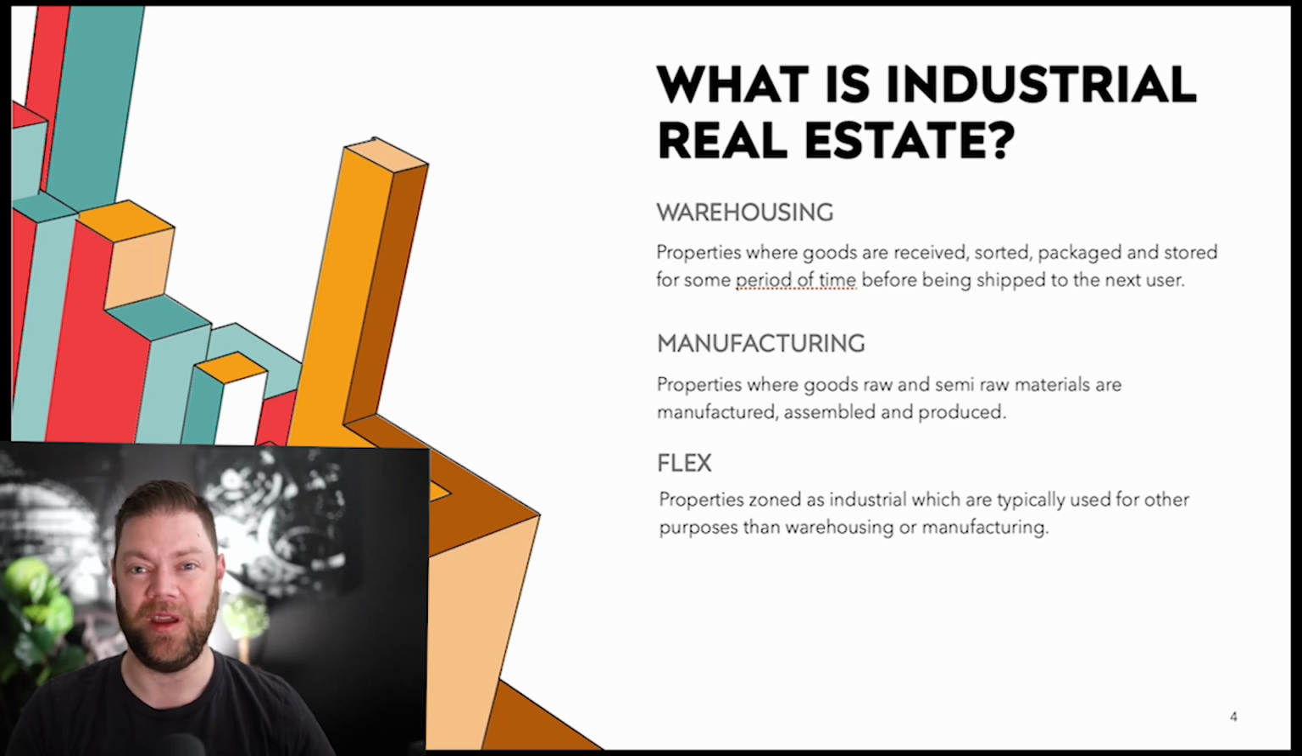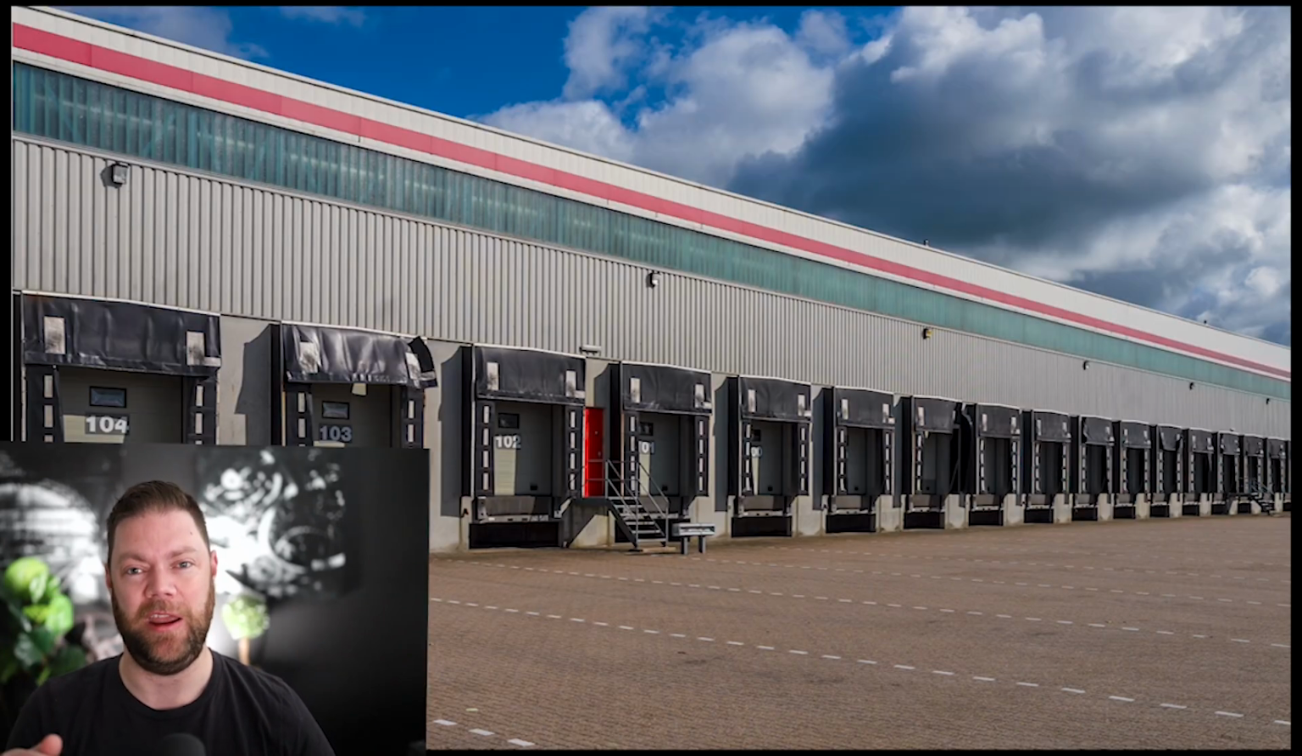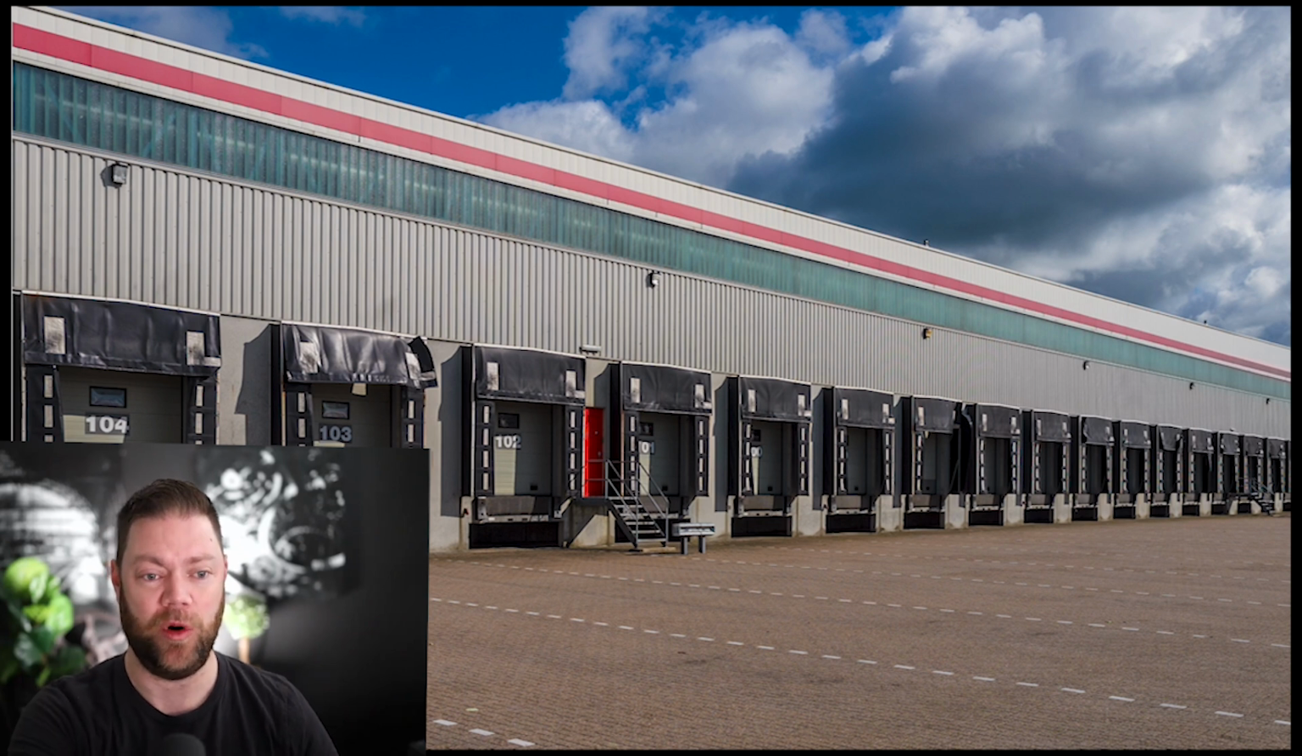And a flex property might not be compatible for either of those. So I think having a really good understanding of what industrial real estate is the first step in deciding if industrial real estate is something that you want to consider.